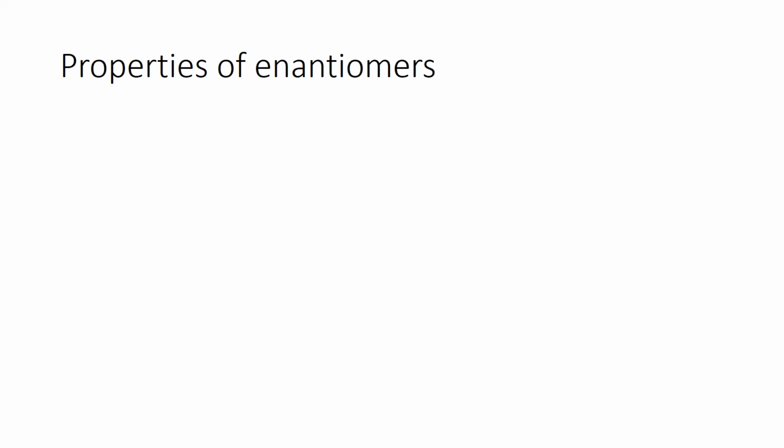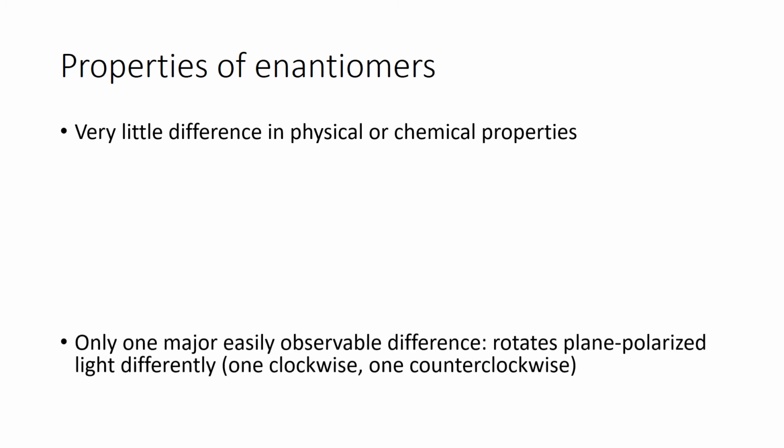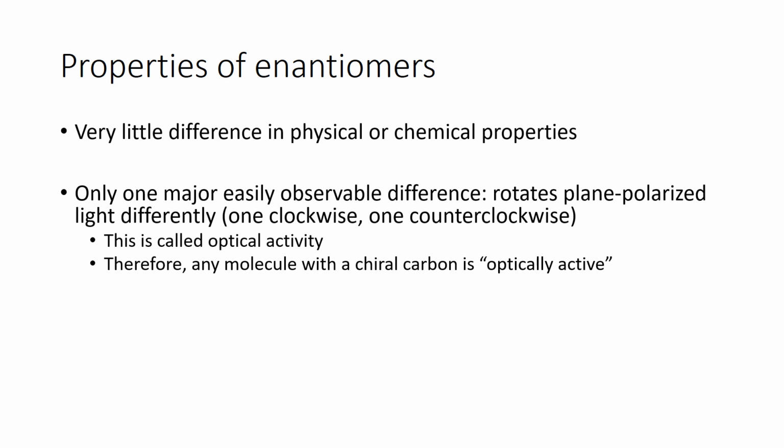Now, when we look at the properties of enantiomers, there is very little difference in physical or chemical properties that's easily observable. The one major easily observable difference is that the 2 enantiomers will rotate plane polarized light differently. So one will rotate it clockwise and the other will rotate it counterclockwise. This is why these are called optical isomers, because this is optical activity. So any molecule with a chiral carbon is considered to be optically active, and we can use a polarimeter to detect this.